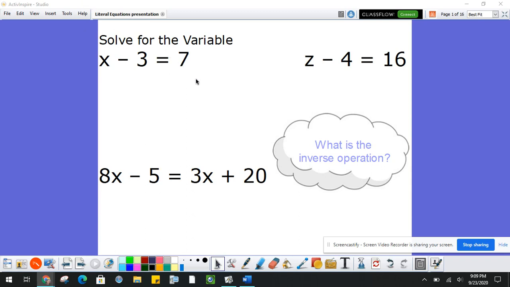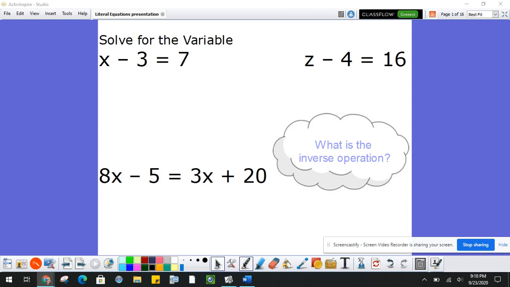Before we get too far into that, let's review real quick. We just did equations solving for variables. And the way we decided to solve those is we would ask ourselves, what is the inverse operation? To get this x by itself, we would say, well, how do I get rid of a minus 3? Well, the answer would be you would add 3 on both sides for this equation.